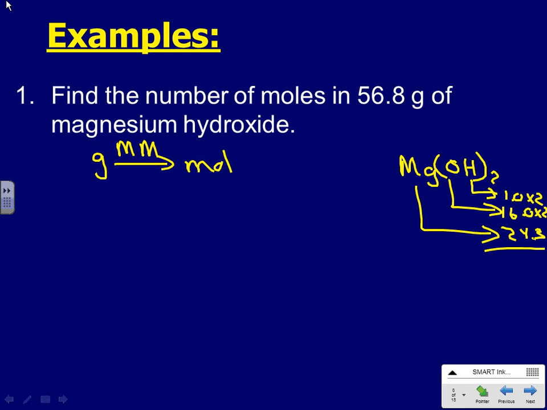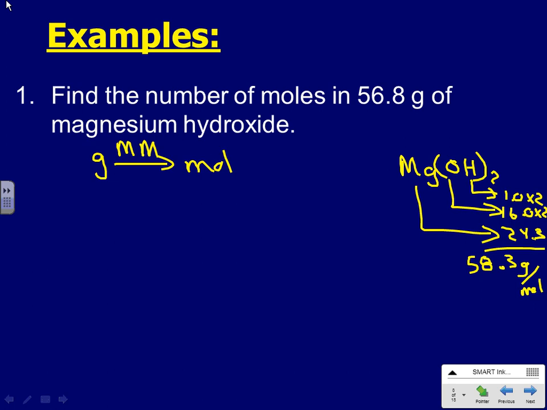I'm not even really doing the question yet. That's just the tool I need in order to do it. I'll take the number as soon as you get it. Yeah, Haley? 58.3. Yeah, very good. Grams per mole. And it's very important that you write that down, because now we're getting ready for our conversion.